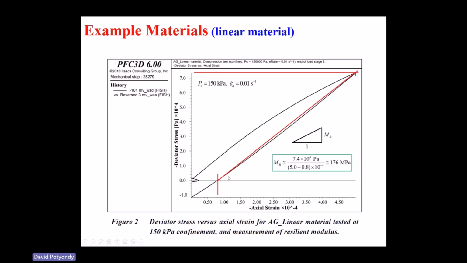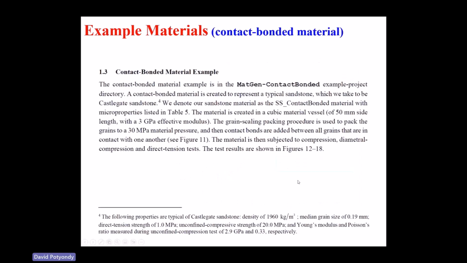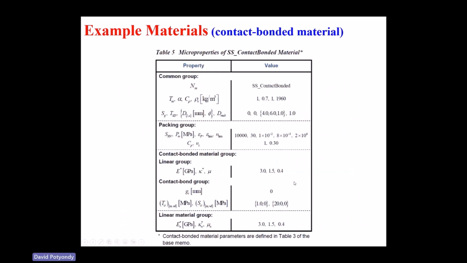In this particular case, for a granular material, we can take this slope and we call that the resilient modulus. And so notice how you can make this plot, put it in PowerPoint, and draw these lines really easily. And right off of here, then you can get these numbers for the different plots. And this is just showing the slope of that is the resilient modulus, right? So then again, in the manual, there's the contact bonded material. Here's all the properties that were used for it.